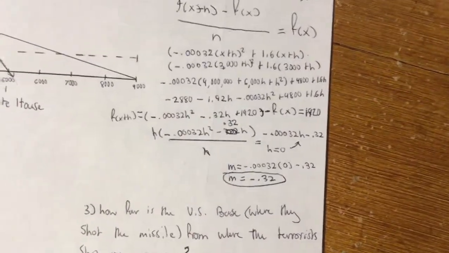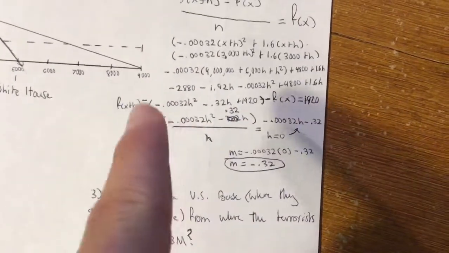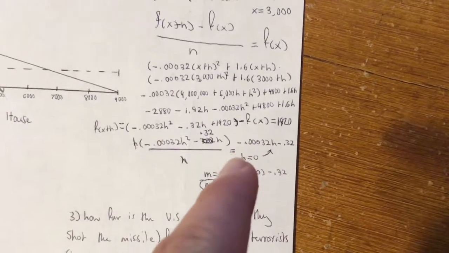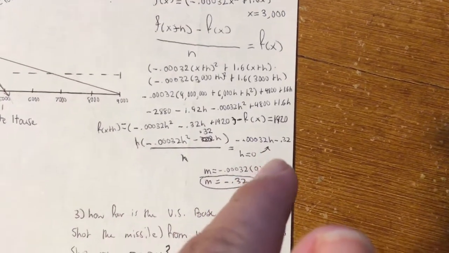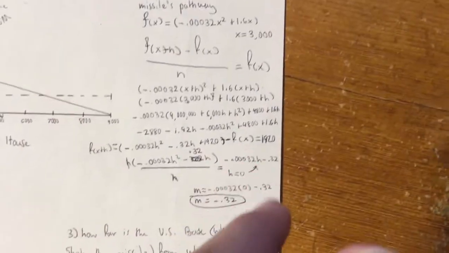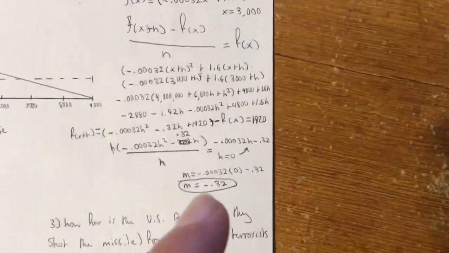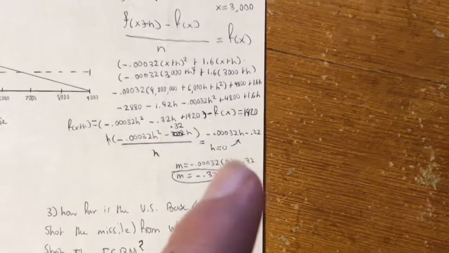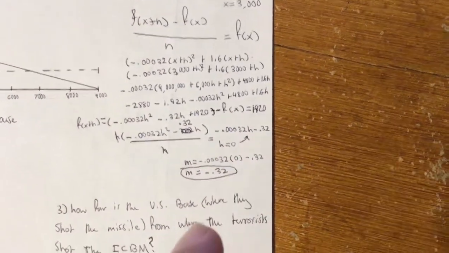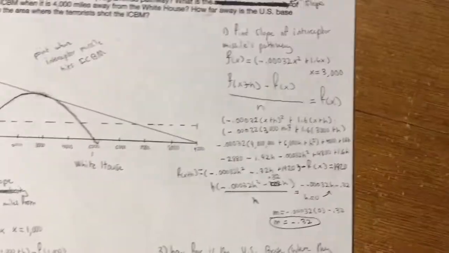And then I took out an h from that, and I crossed these two h's out, which left me with -0.00032h minus 0.32. And to make sure that the slope is correct, you have to plug h in as 0. And that gives you a slope of -0.32. So that was the slope of the interceptor missile's pathway, and this was all the math that you had to do to figure it out.